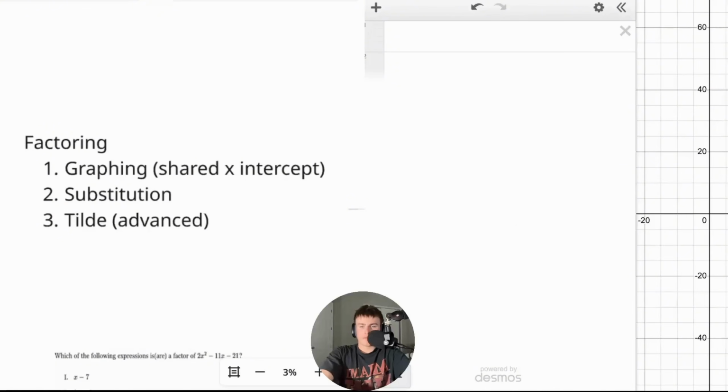Okay, let's go over some factoring real quick. And there are 3 distinct methods to solving factoring questions. Most of them are going to be graphing. Let me show you what graphing looks like.